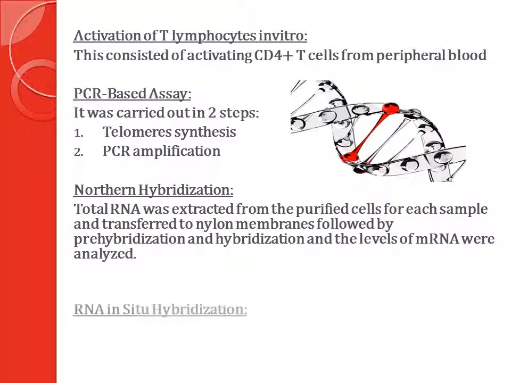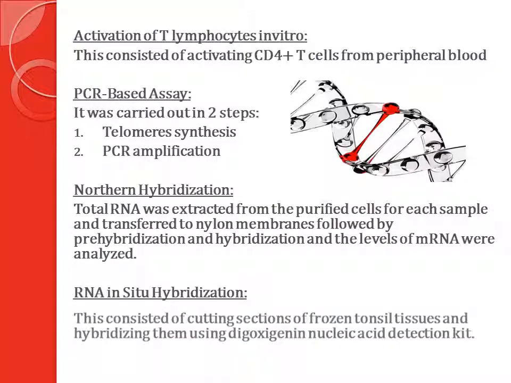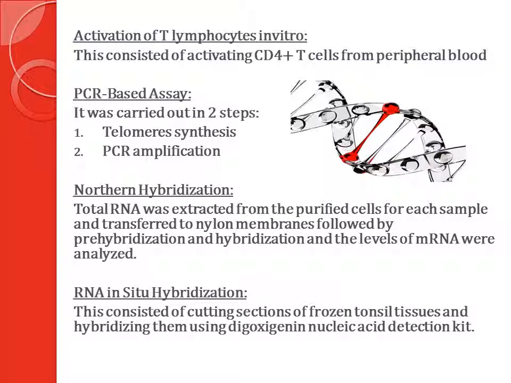Northern hybridization was carried out by extracting total RNA from purified cells for each sample and transferring them to nylon membranes, followed by pre-hybridization and hybridization. The levels of mRNA were analyzed. RNA in situ hybridization consisted of cutting sections of frozen tonsil tissues and hybridizing them using digoxygenin nucleic acid detection kit.